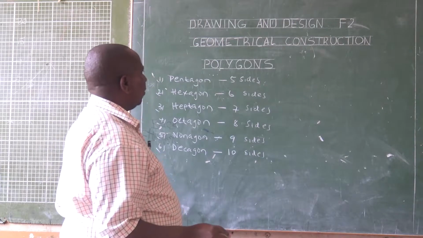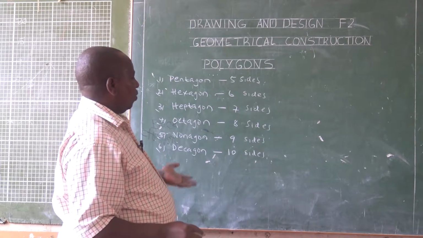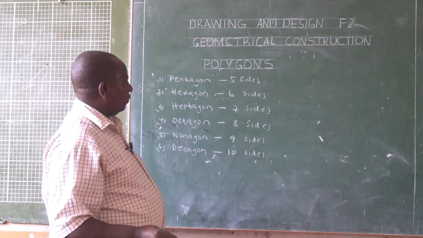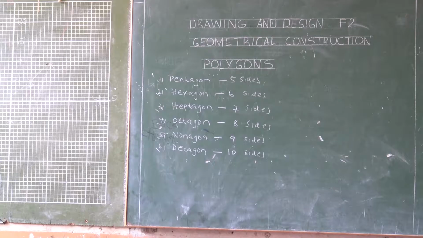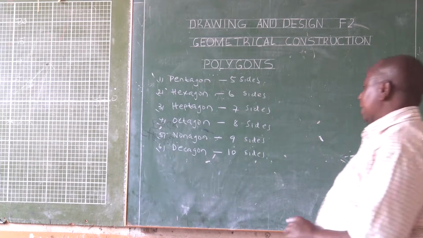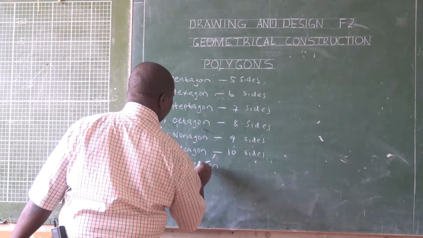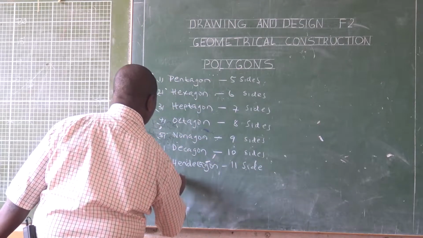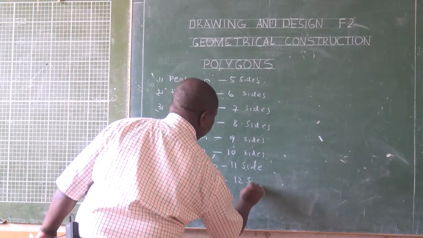Since a polygon is bounded by 4 or more sides, it means that we can go all the way to infinity. But it serves our purpose to do these 6 or so polygons. And just out of curiosity, what will be the name of the 11-sided polygon? This one is 11 sides, and the one with 12 sides is the dodecagon.